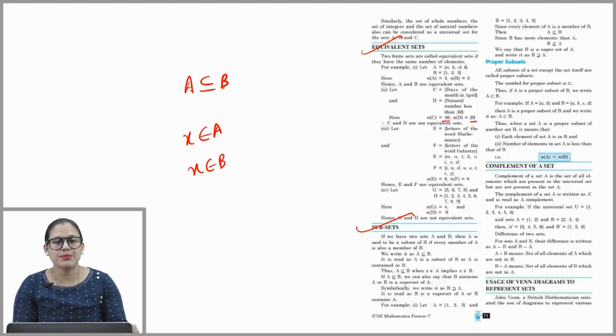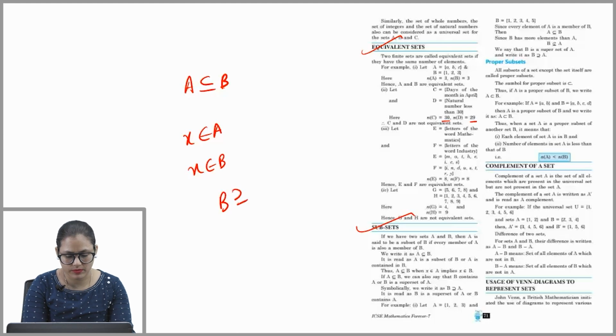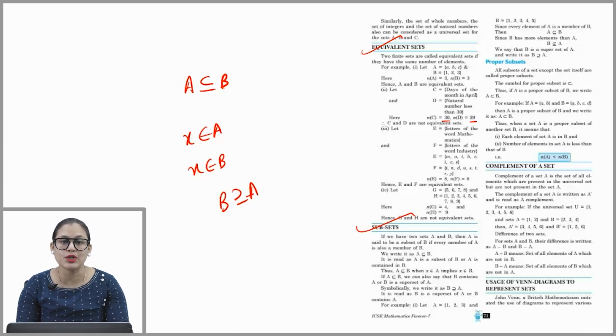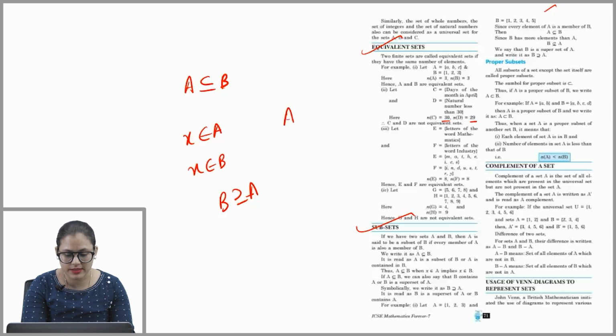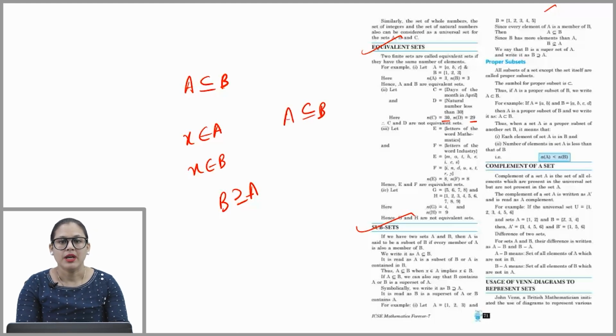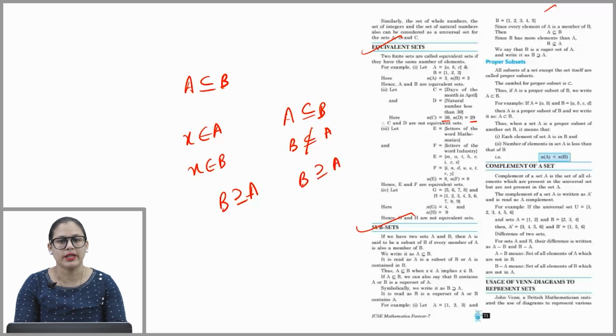If A is a subset of B, we can also say that B contains A or B is a superset of A. Symbolically we write it as B, and it is read as B is a superset of A or B contains A. For example, let A equal 1, 2, 3 and B equal 1, 2, 3, 4 and 5. Since every element of A is a member of B, A is a subset of B. Since B has more elements than A, B is not a subset of A. So we say that B is a superset of A, and we write B is a superset of A.